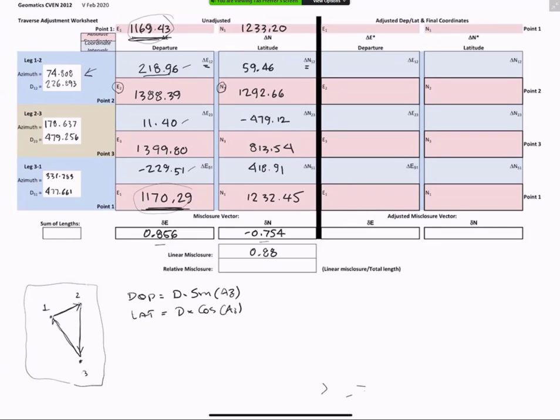And the relative misclosure is that linear misclosure divided by the sum of all of the lengths, the perimeter, and that belongs over here. And let's do that quickly. I'm just summing up the three distances, and those come to 1183.81. So the relative misclosure would be 0.88 divided by 1183.81, and that is equal to 0.00074. All right, so now let's do the next part of this.